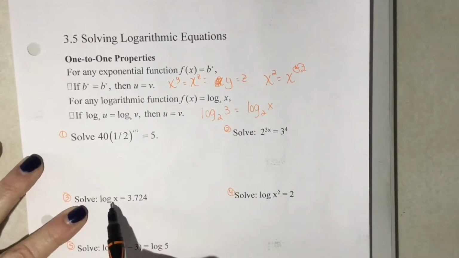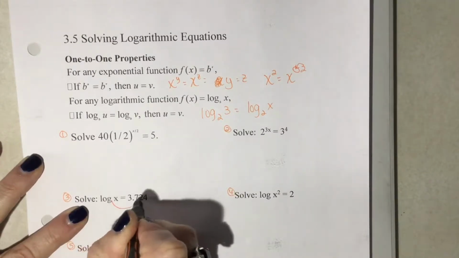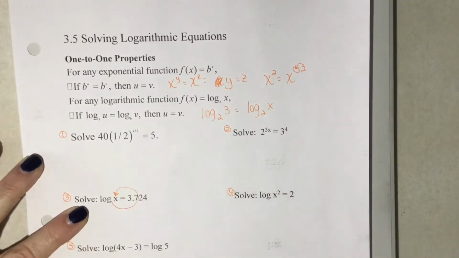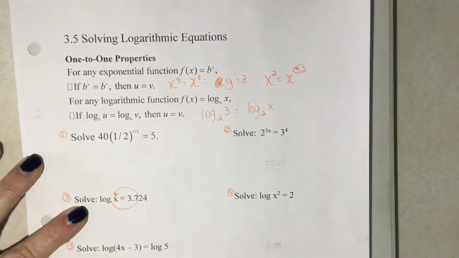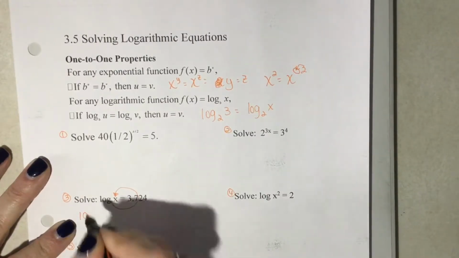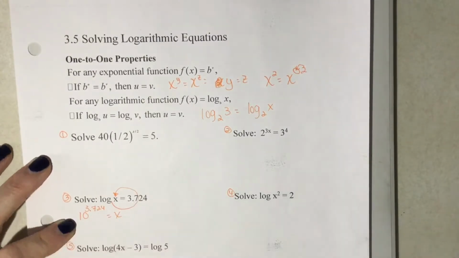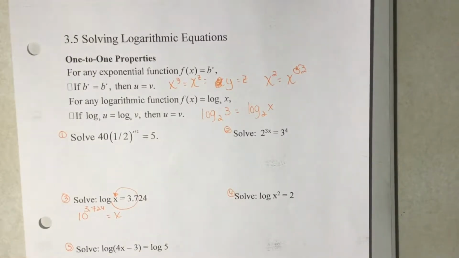What's the base here if it's not written? 10. Once a base, always a base, start with the base. So I'm starting with the base, and I'm going to snail around, and the snail tells me the order in which I'm writing my numbers. That's all it does in exponential form. It just gives me the order in which I write my numbers. So my base is 10, raised to the 3.724, and that's going to give me x. That's it.